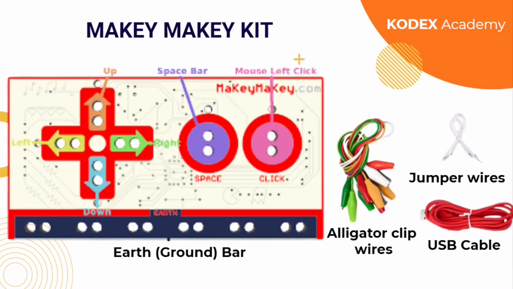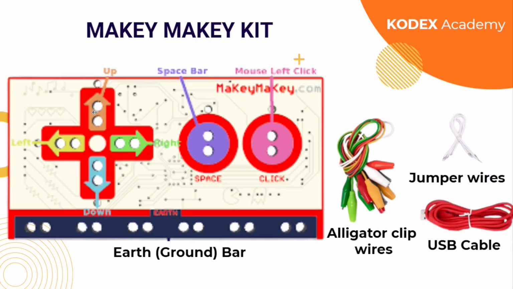So this is our Makey Makey kit. The first one you can see is this board. This Makey Makey board has 4 arrows: up, down, left, right, and 2 more buttons. One is the space bar and another one is for the mouse left click. Whenever you use arrow keys, space bar or mouse click to play your game, instead of that, you can connect any object with these arrow keys, space bar or mouse click, and then afterwards you will use that object as the key.